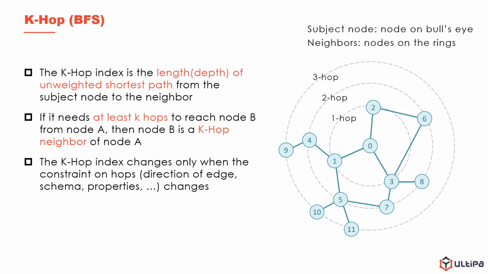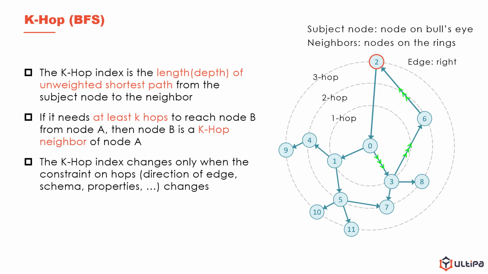For example, if we consider the direction of edge in the graph and restrict the edge in each hop to be right-pointing, which means we cannot hop against the edge. In this case, node number 2 should not stay on the one-hop ring anymore, since hopping from node 0 to node 2 via the edge between them is going against the edge direction. The path should hop from node 0 to node 3, then to node 6, and finally to node 2. The k-hop index of node number 2 becomes 3, and it should be put on the third ring.